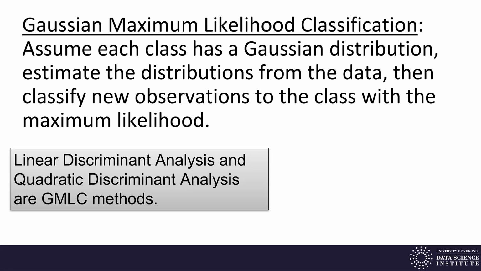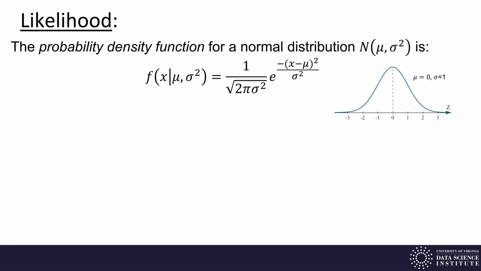Now, linear discriminant analysis, or LDA, and quadratic discriminant analysis, or QDA, are both Gaussian maximum likelihood classification methods. So in this video, we're going to first talk about Gaussian maximum likelihood, and then how it's implemented in these two particular classification methods. The first thing we're going to talk about is likelihood. Likelihood is determined using the probability density function. So here first is our definition of the probability density function.